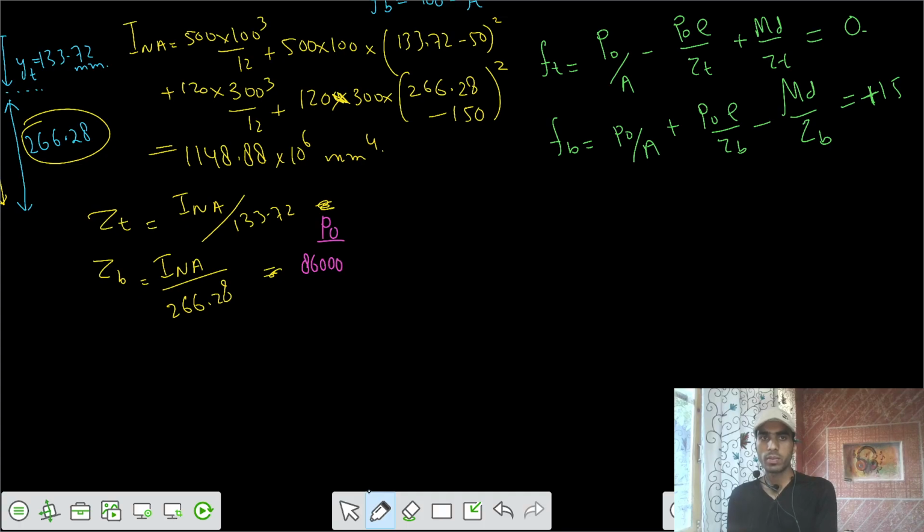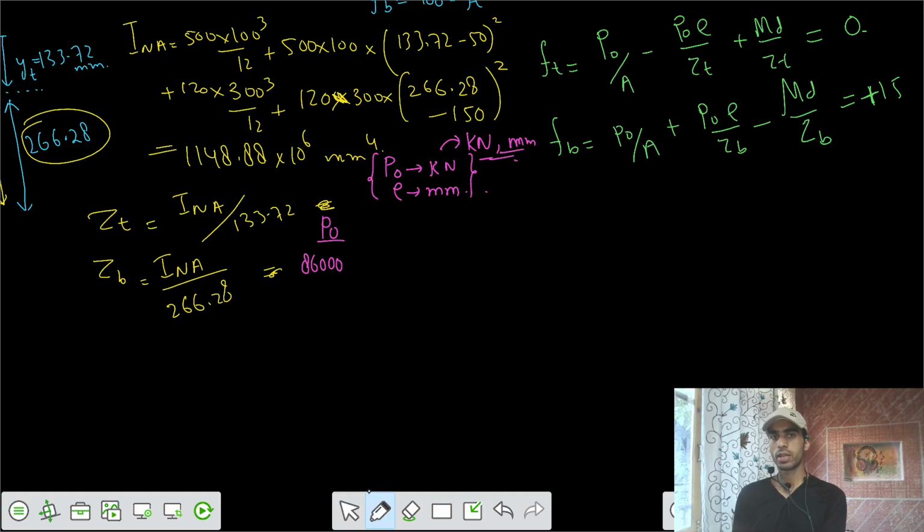So we have to keep that. We have to ensure that we are calculating with P in kilonewton and E in millimeters. We have to take the units in such a way that we can get the value of P in kilonewton and E in millimeters. This 86000 is in millimeters, so that's millimeter square. So I'm going to keep the units in kilonewton and millimeter square. Let's try to have all the units in either kilonewton or all in millimeters. Let's try to keep those in this fashion.